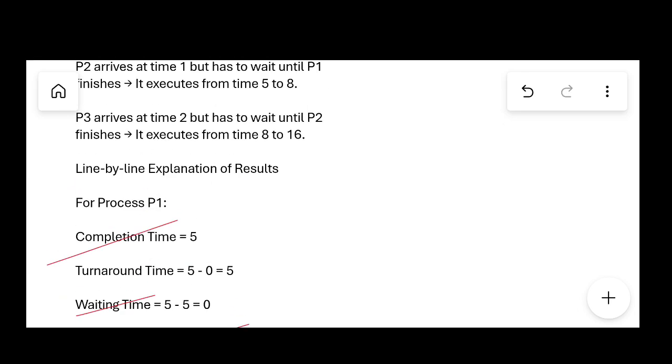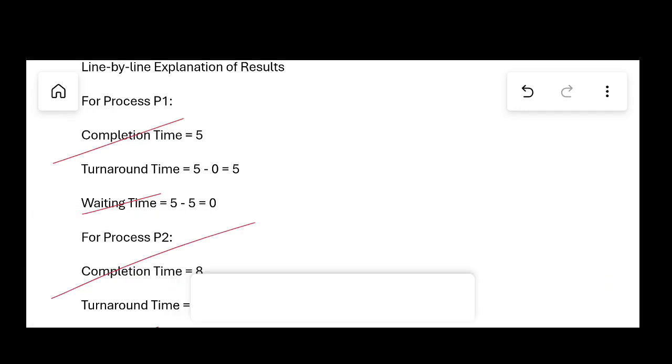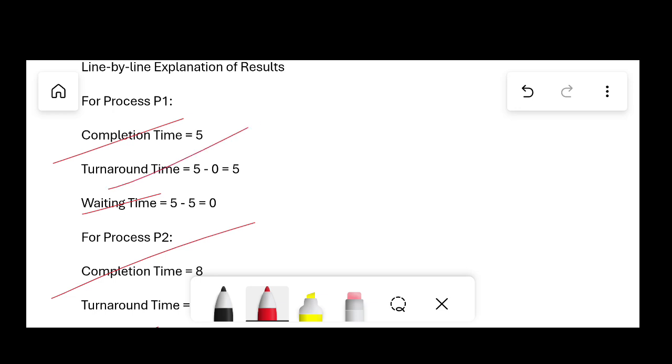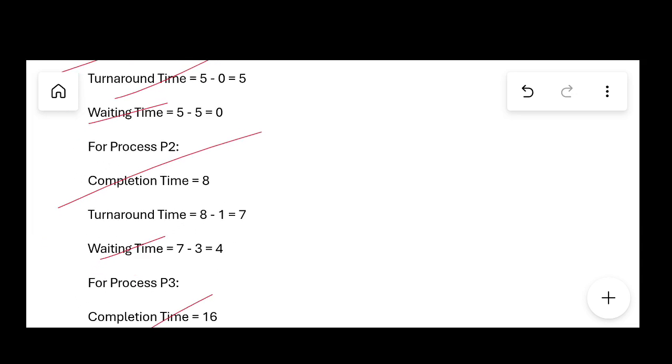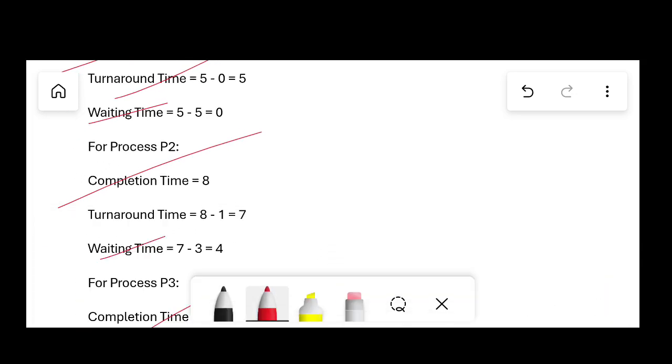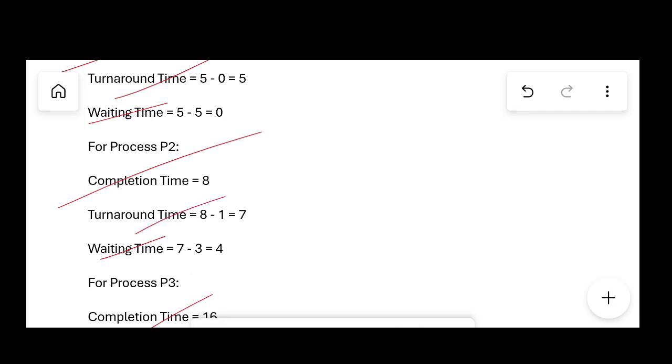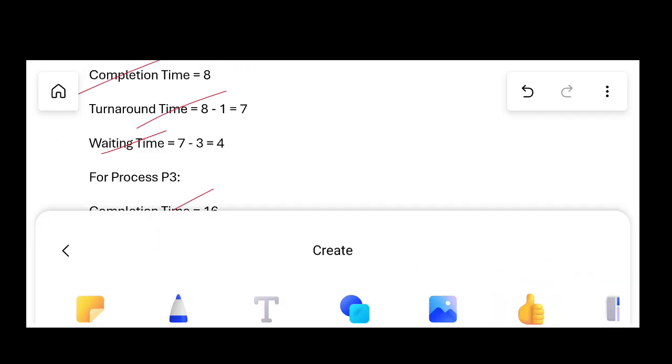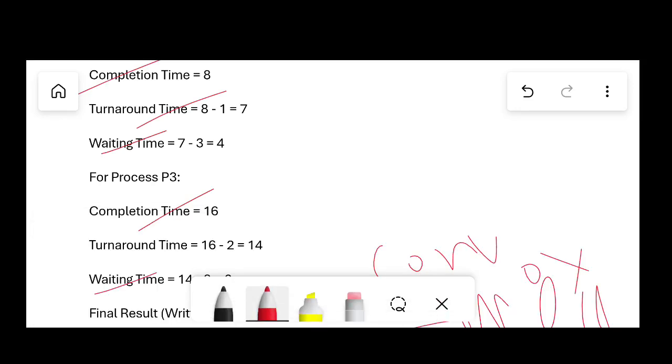And turnaround time means the total time from arrival to completion. So for P1 it is 5 minus 0, which is 5. For P2 it is 8 minus 1, which is 7. For P3 it is 16 minus 2, which is 14.